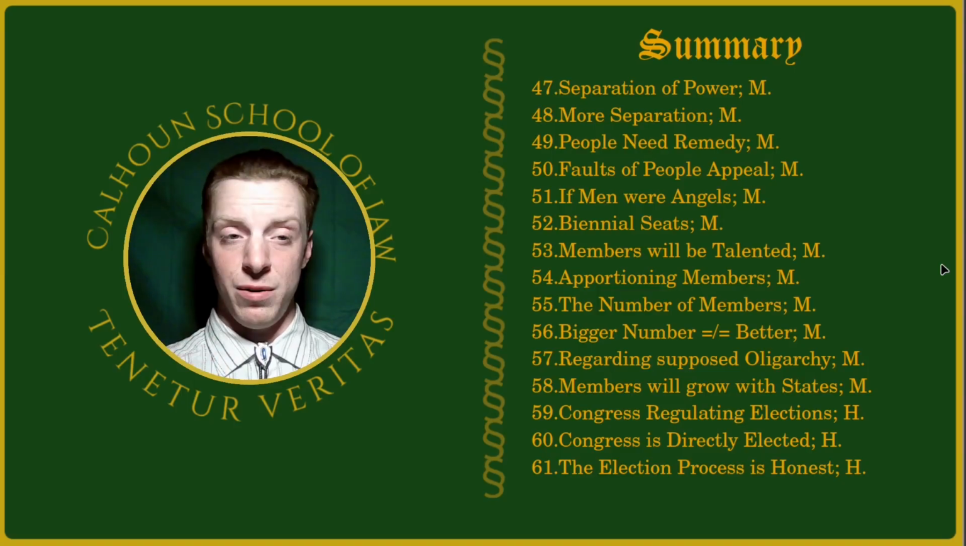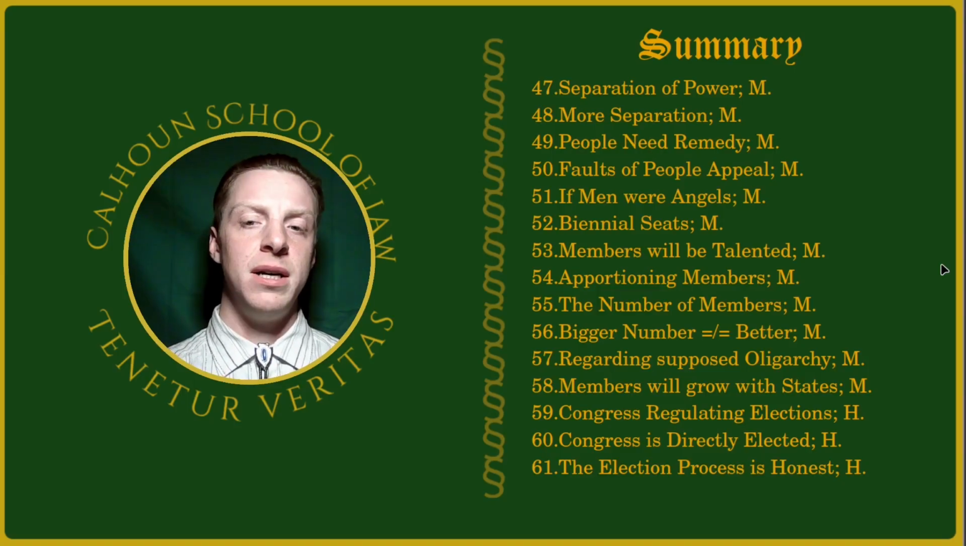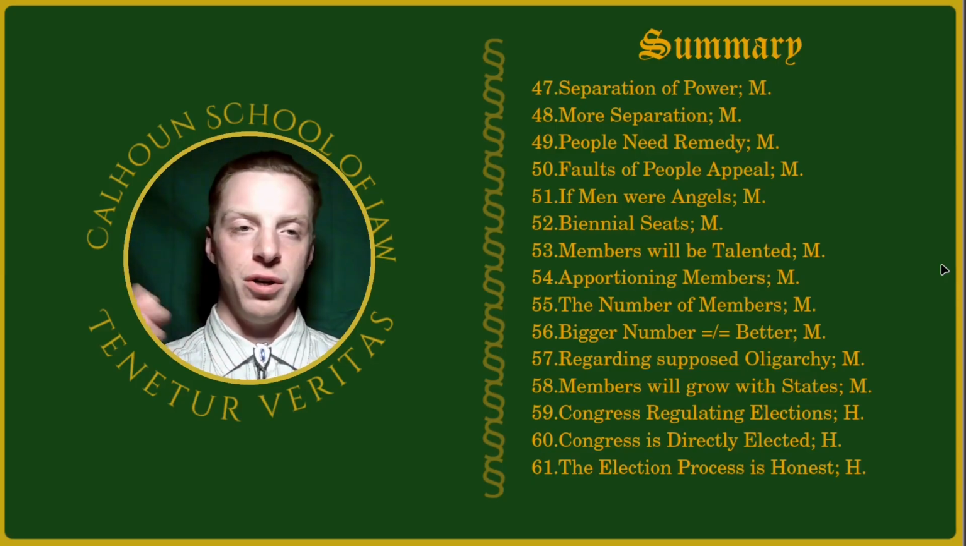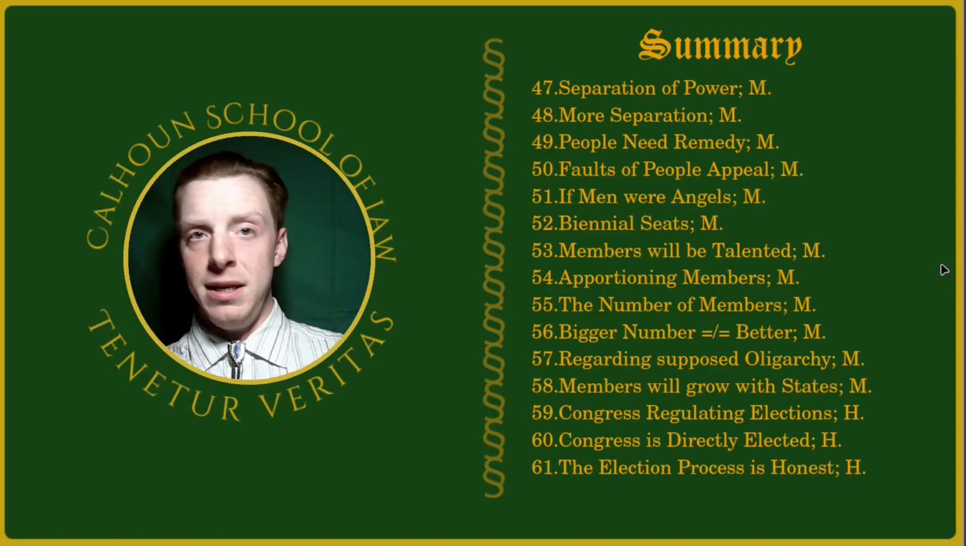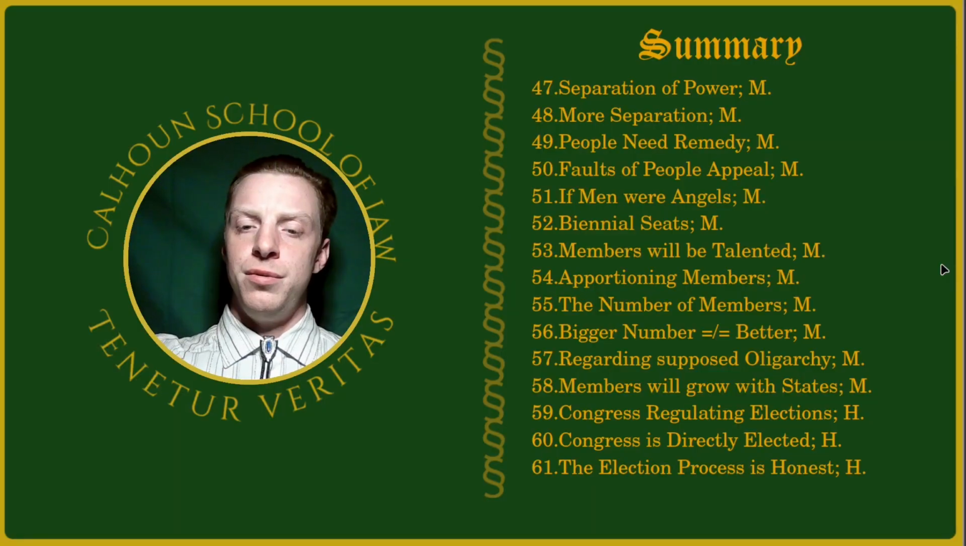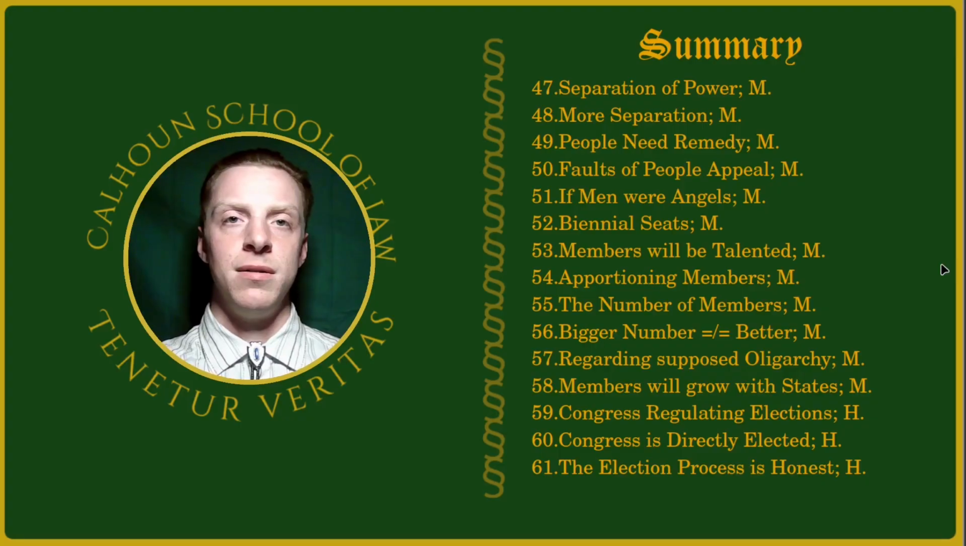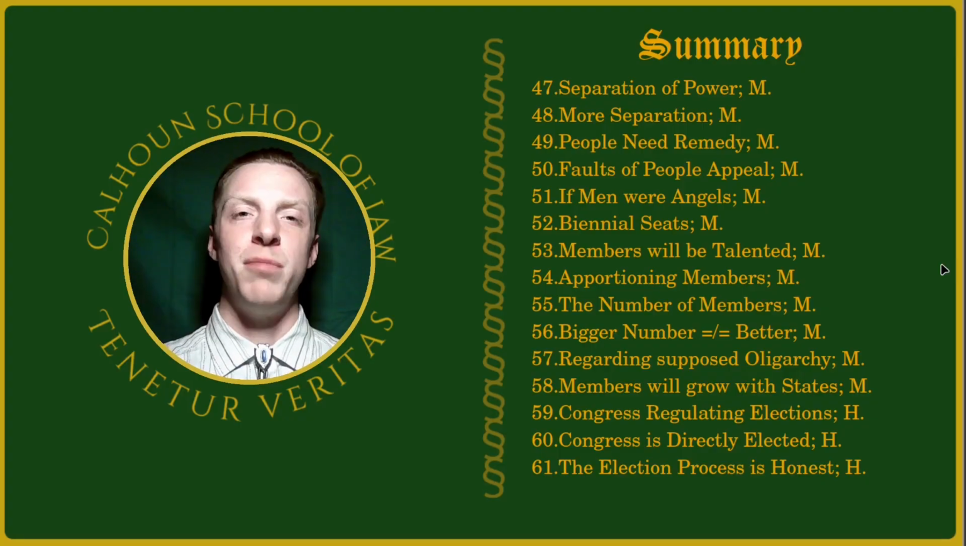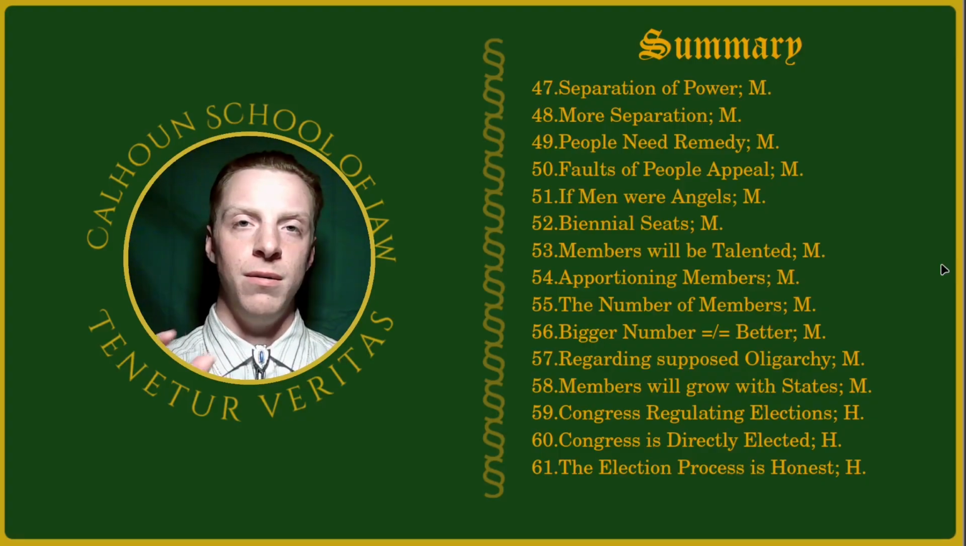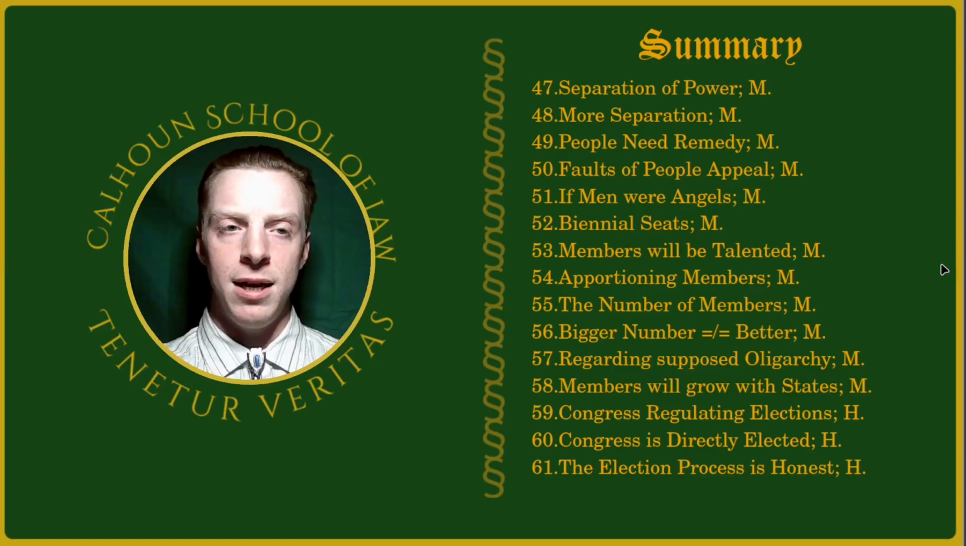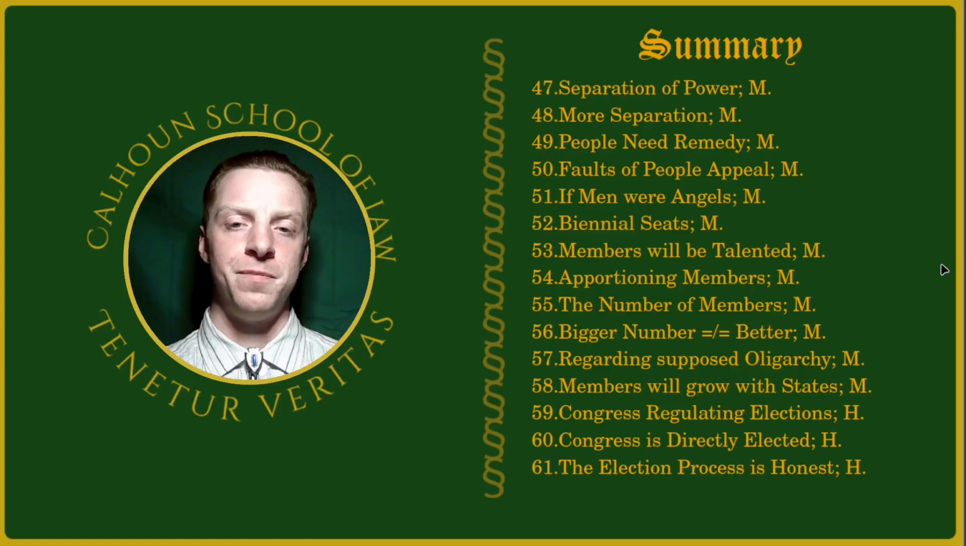And it would be really difficult, as per Madison's argument, to bring all of those tools and congregate them into a single person's hands. Number 58, members will grow with the states, talking about enlarging the proportion. Not to inflate, not to overrepresent certain states, but to make sure the proportion remains constant, that every state is proportionately represented in the Congress.